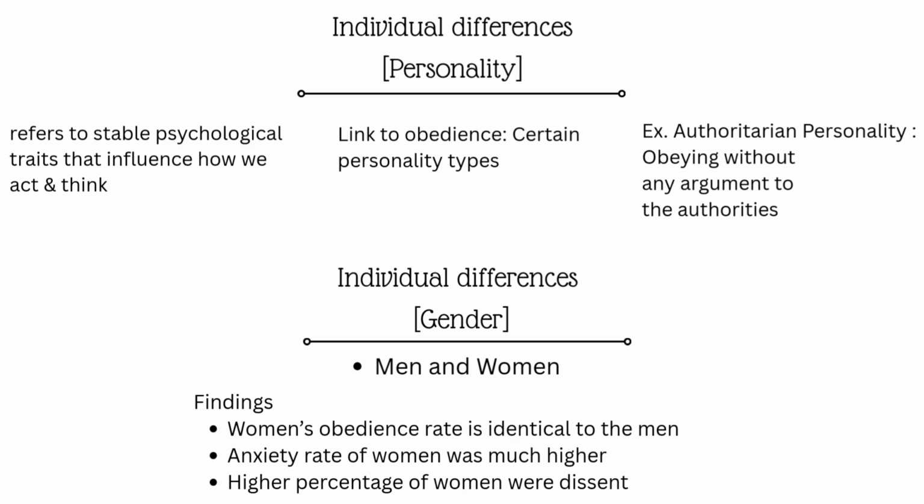Gender. Gender refers to basically men and women. There are some findings in Milgram's research where women's obedience rate is identical to the men's, but their anxiety rate was much higher than men's. And a higher percentage of women dissented.